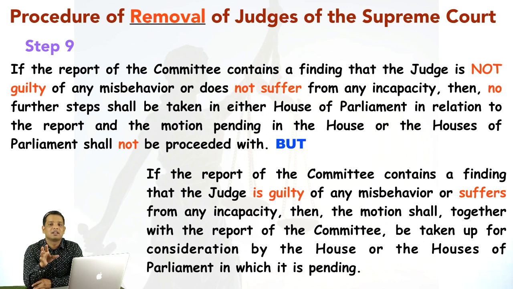As we know, we need to have at least a 2/3 majority present and voting in favor of that motion, only then is that judge supposed to be removed. So, this process will start, and once it is passed in the first house, where it is presented, then it will go to the second house. If it is presented in the Rajya Sabha, and Rajya Sabha has passed it with 2/3 majority, then it will go to Lok Sabha, and Lok Sabha has to pass that with 2/3 majority.